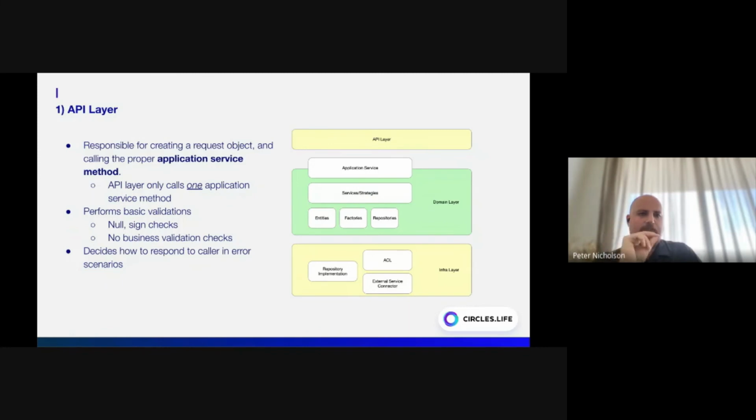It's not going to perform any business logic other than null checks, sign checks, make sure this thing's positive, that kind of thing. It's very basic. And lastly, it's going to decide how to respond to the caller in an error scenario.